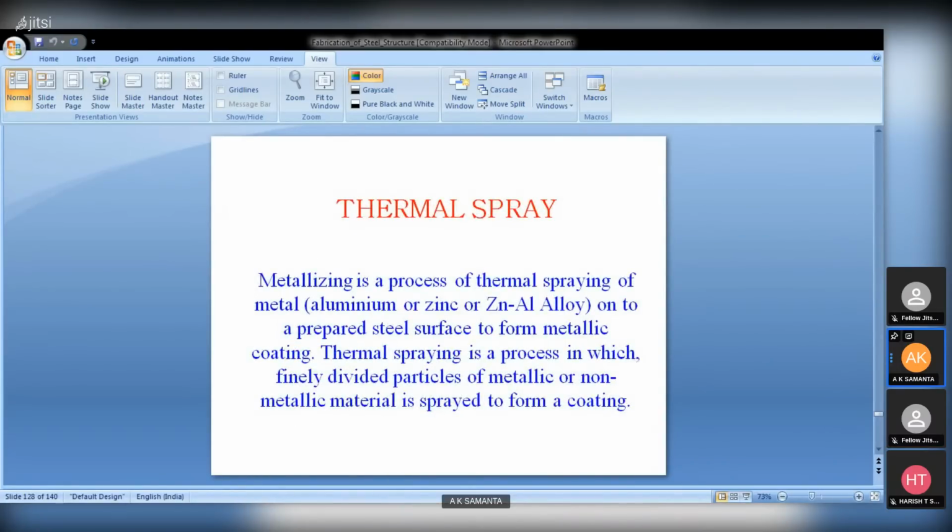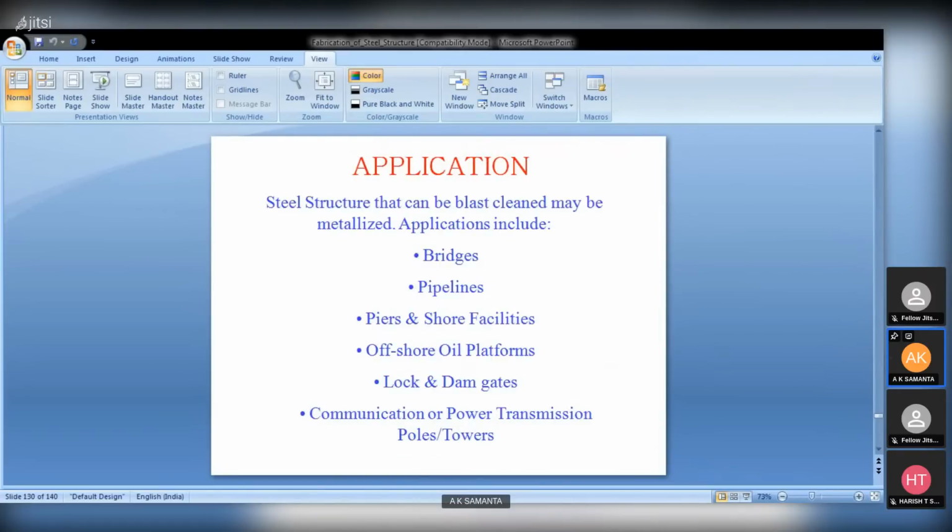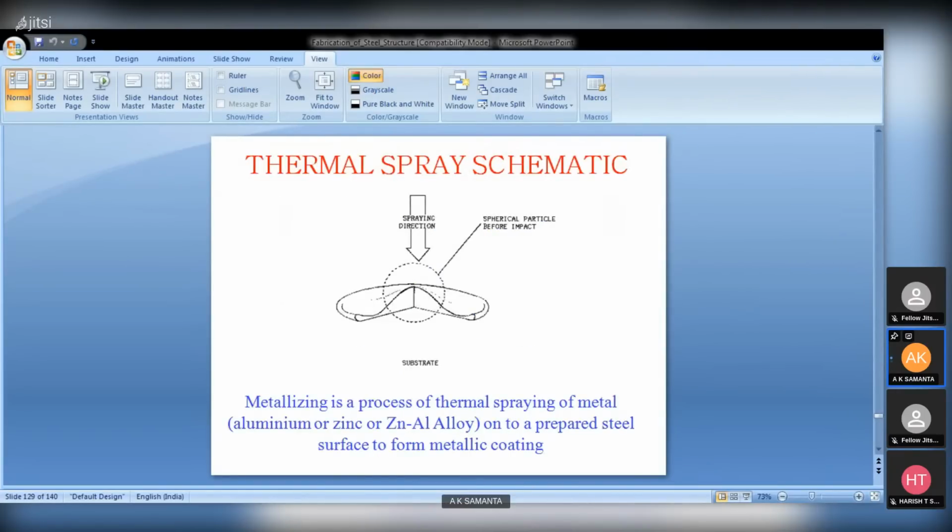Now thermal spray. As I have told, galvanizing is possible in the industry only. Thermal spray is the substitute. In thermal spray, aluminium or zinc will be sprayed on the surface. Your schematic diagram is there; one nozzle will be there. Metallization is a process of thermal spraying, where heated and electrified aluminium, zinc or zinc aluminium alloy, plasma-like, will spread on the steel surface and stick to it.